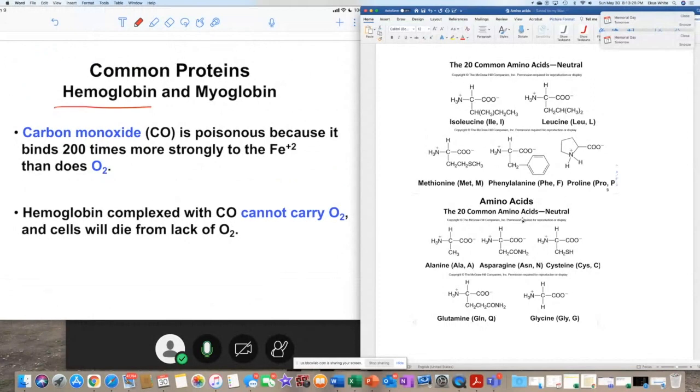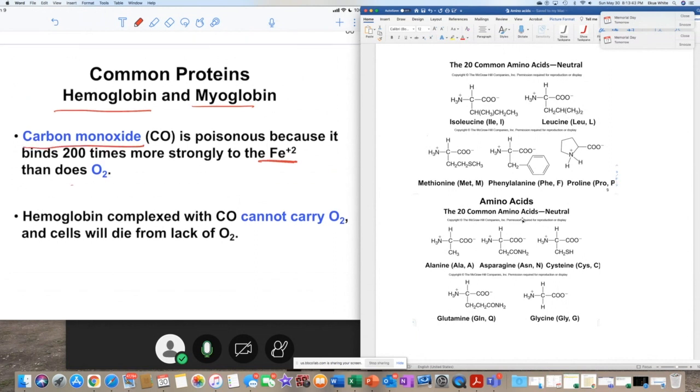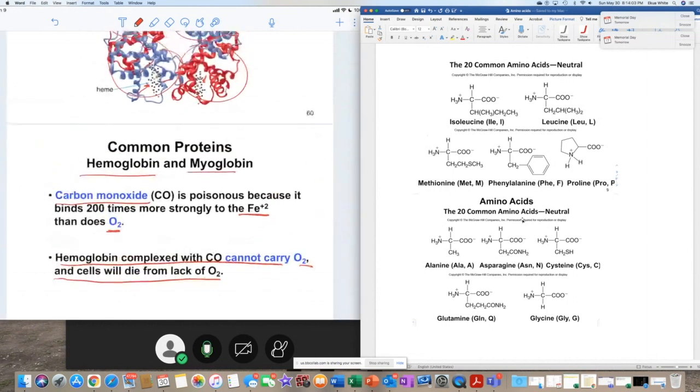Okay, so now we're talking about hemoglobin and myoglobin. And so carbon monoxide is poisonous because what it does is it binds to the iron 2. Carbon monoxide competes with oxygen to bind to iron 2, right? And so carbon monoxide is very poisonous because when it binds to iron 2, oxygen cannot bind behind carbon monoxide. So hemoglobin complex with carbon monoxide cannot carry any oxygen. For that reason, the cells die from lack of oxygen, and this is how people get poisoned by carbon monoxide. Okay?